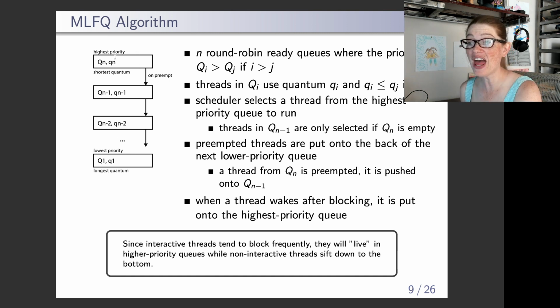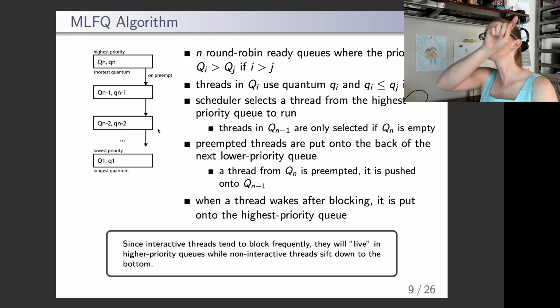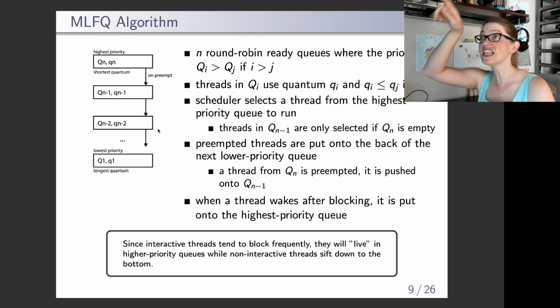So if you are a thread running from Qn and you get preempted, you go onto the back of Qn minus 1. And if you're in Qn minus 1 and you run and you get preempted, you go into Qn minus 2. And the idea is that threads that block frequently won't end up getting preempted, because when a thread wakes up, it's going to go back into Qn. So any thread that blocks frequently and is therefore very interactive is going to go between Qn and the sleep state. And it's going to stay in that high priority, constantly being serviced.